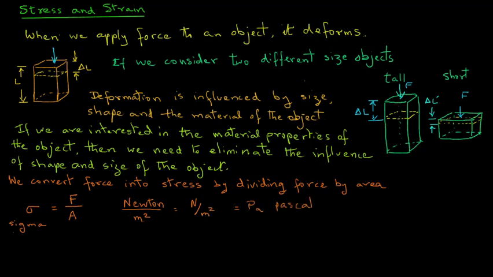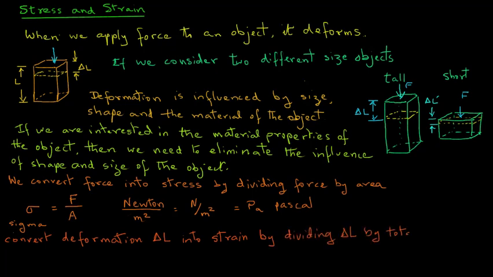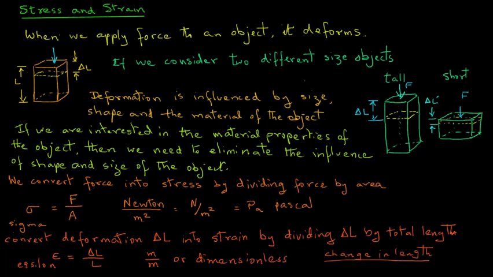Next, we convert deformation delta L into strain by dividing delta L by the total original length of the object. So we use the term epsilon, the Greek letter epsilon, for strain. Epsilon equals delta L over L. The units, of course, are meters divided by meters, so strain is dimensionless. And it is the change in length divided by the original length.